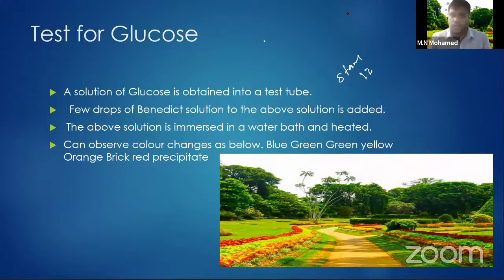Glucose is a monosaccharide. Now we are going to discuss how to test for glucose. Take some glucose solution into a test tube. Add a few drops of Benedict solution or Fehling solution. Originally, the Benedict solution is bluish in color. The solution is immersed in a water bath, not heated directly. I'll show the video regarding that. In the water bath you can observe the color change: first blue-green, then green, yellow, orange, and finally a brick red precipitate occurs. You should know the color change: blue-green, yellow, orange and brick red precipitate.